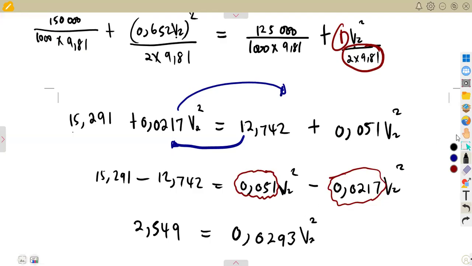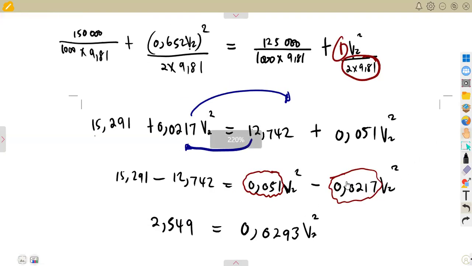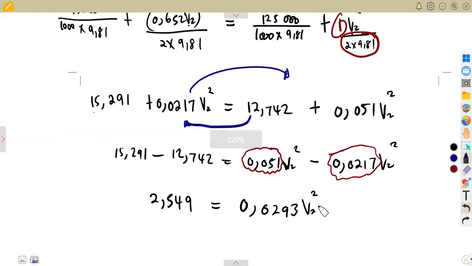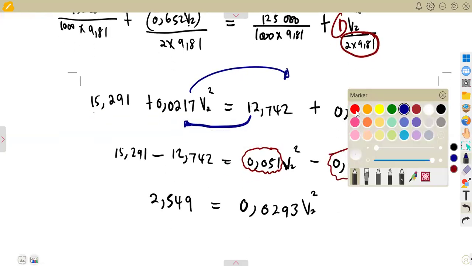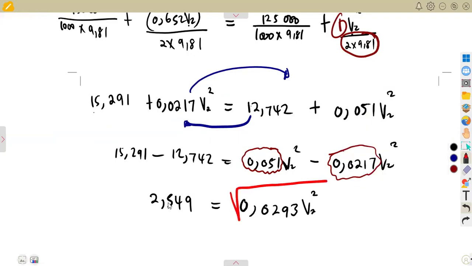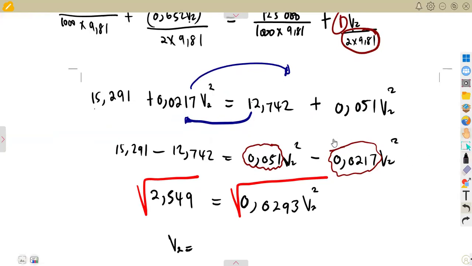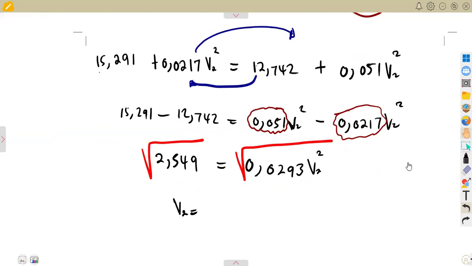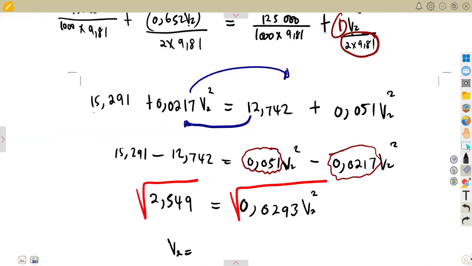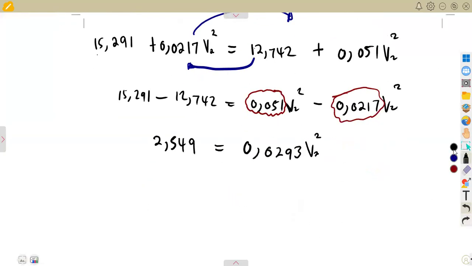So the question is, how are we going to have V2 from here? Definitely, they will need the square root. As you can see, there's a square. So from our mathematics there, we introduce the square root to remove the square. So in actual sense, the square root of this, we're supposed to have this first. Let's do this before. For this, let's divide first. Before we talk of this square root, divide by this 0,0293.